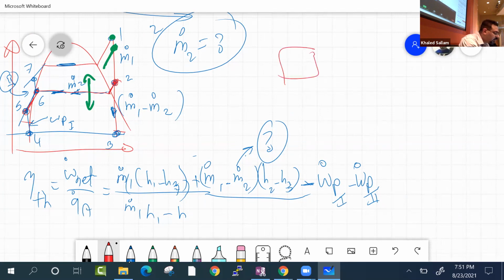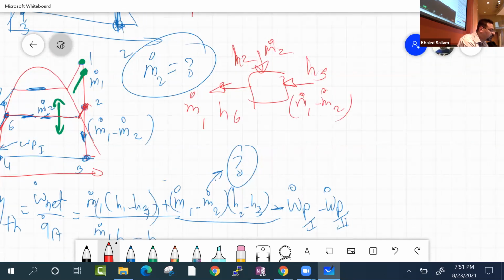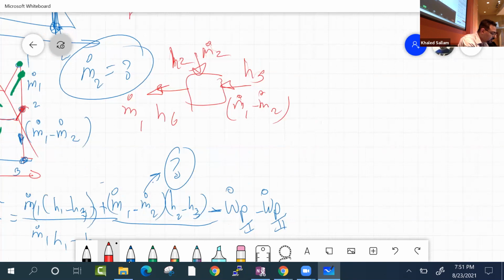So this chamber, it's called open feed water heater, where you have two flows coming in and one flow leaving. You have m dot 2 coming in like this at H2, and you got over here m dot 1 minus m dot 2 coming at H5, and everyone leaves with m dot 1 multiplied by H6. And I'm asking you to calculate m dot 2 for me. How do you do it? This is the control volume, right?